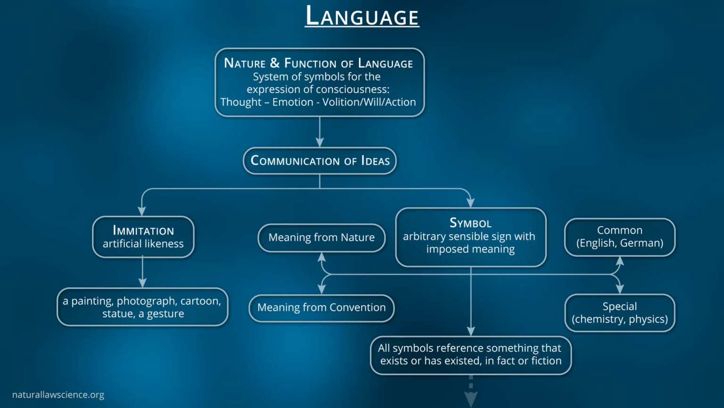So symbols all reference something that exists or has existed in fact or fiction, whether we create it in our mind, there's a word for it, there's a symbol for it, we draw something. There's always a representation for something that has existed or is existing now or will exist in fact or fiction. There's always a symbol for it. That's how we communicate about everything. That's how we see things. That's how we hear things. It's all a symbolic representation.